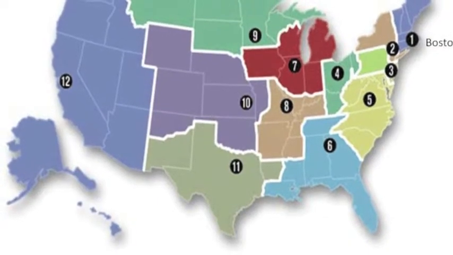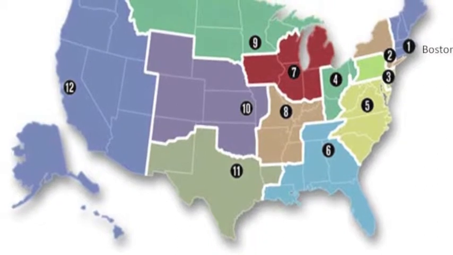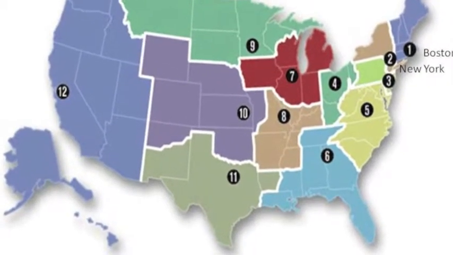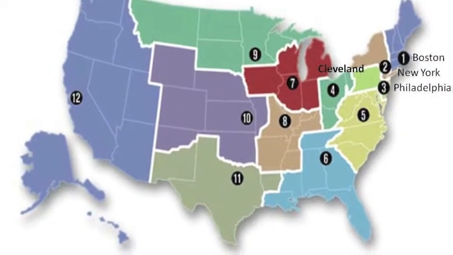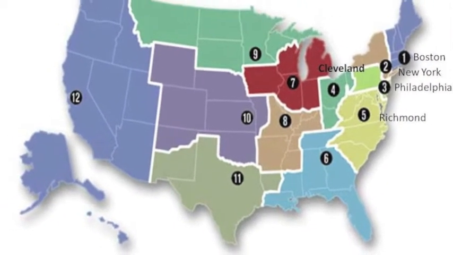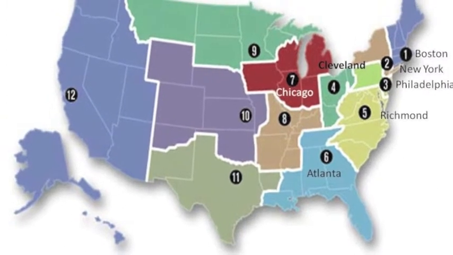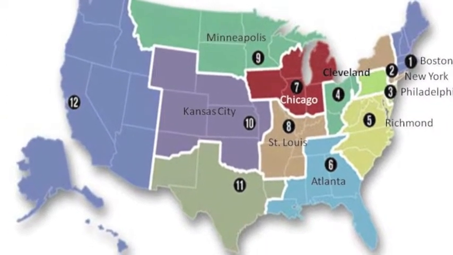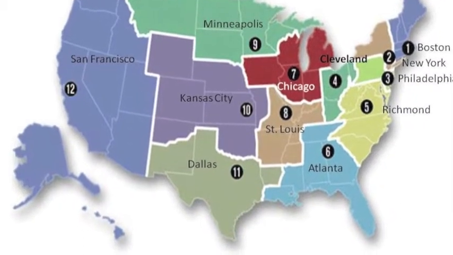The 12 regional Federal Reserve banks each represent a banking district. The 12 Federal Reserve districts are Boston, New York, Philadelphia, Cleveland, Richmond, Atlanta, Chicago, St. Louis, Minneapolis, Kansas City, Dallas, and San Francisco.